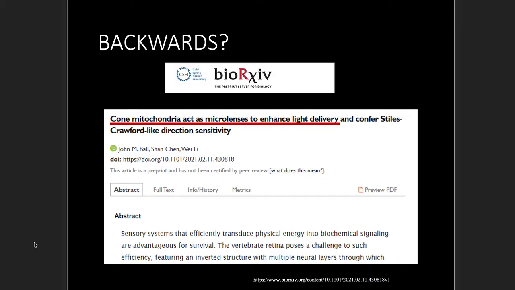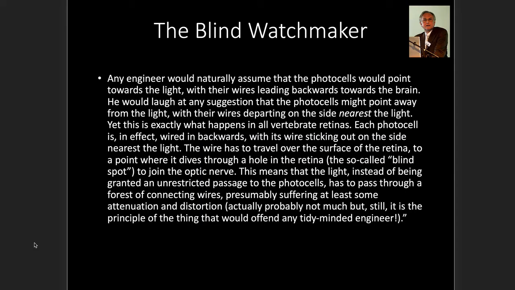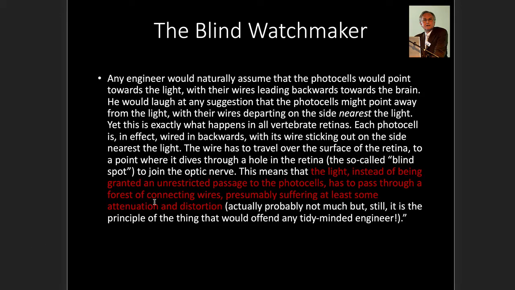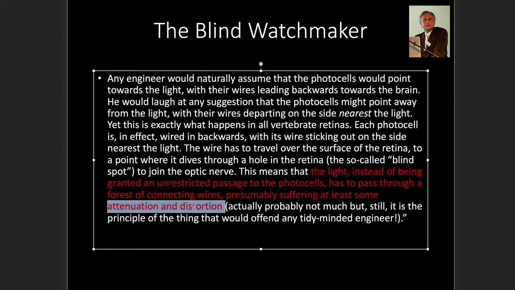So you may have been thinking when I showed you these, well, did evolutionists drop this argument then? Well, no, they didn't. So I'm going to show you Dawkins' full paragraph here where he makes this argument. He describes the problem, and then he concludes here, okay, so the light, instead of being granted an unrestricted passage to the photocells, has to pass through a forest of connecting wires, presumably suffering at least some attenuation and distortion. Attenuation and distortion. So, okay, he's laying out some metrics, some measurable, some observable values we can do experiments on. This is a scientific quantity, attenuation and distortion.